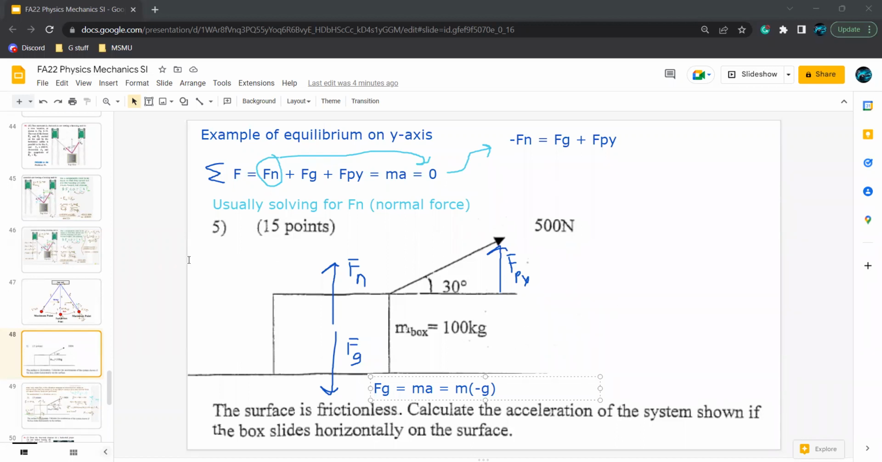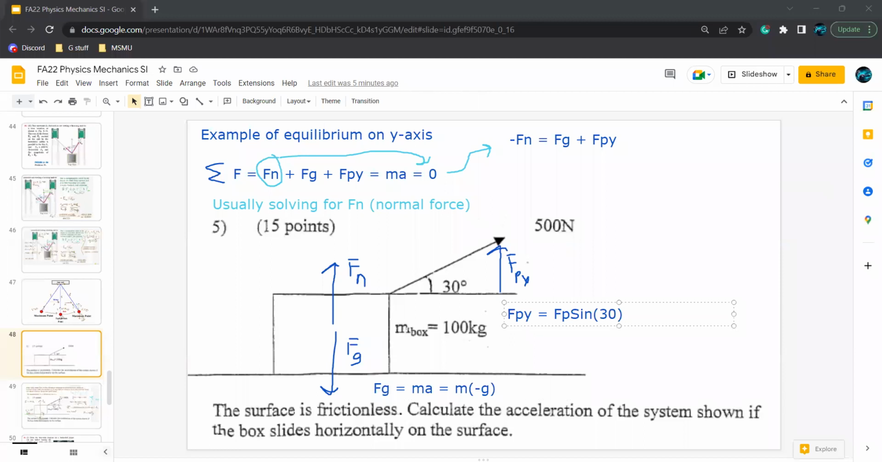Alrighty, sorry about that. And then you have your FP of y, which you can see is on the opposite side from your known angle. So that means you're going to be using sine. So FP y is equal to FP sine theta. I'll just write 30.